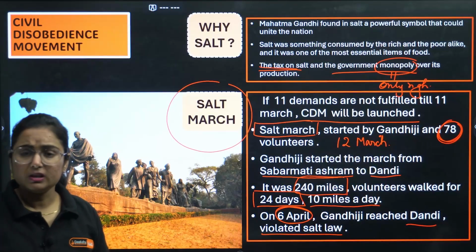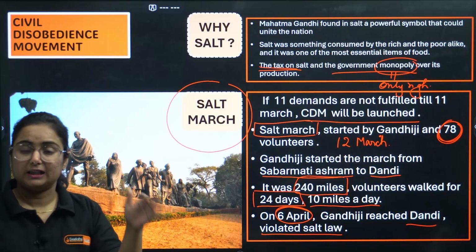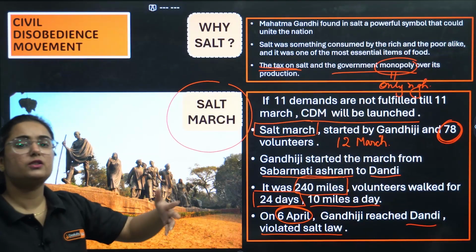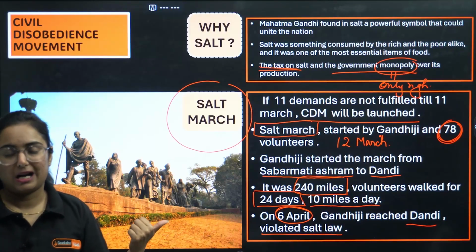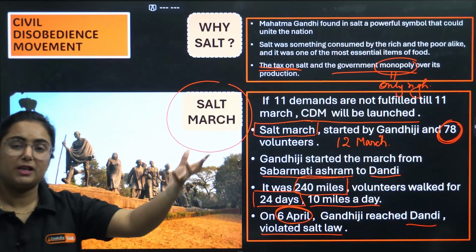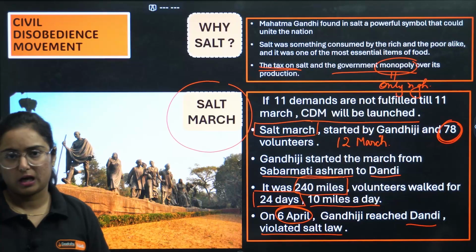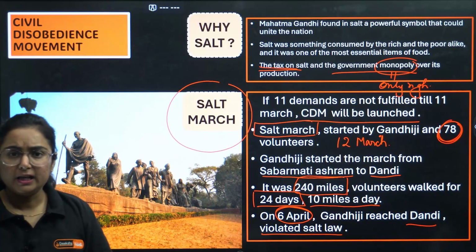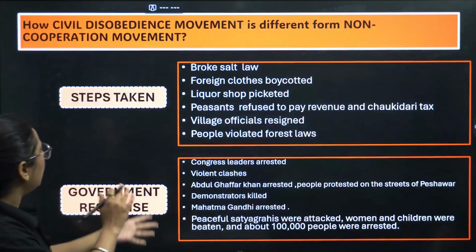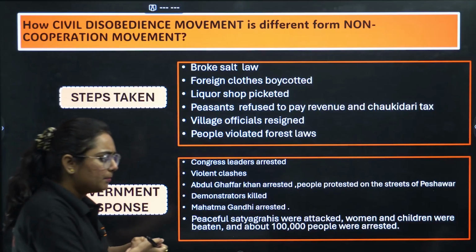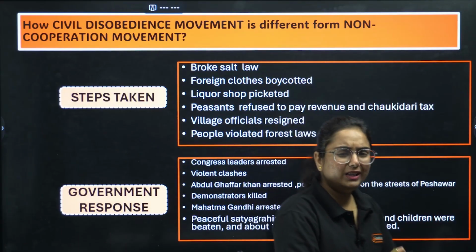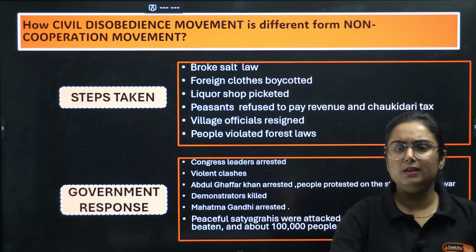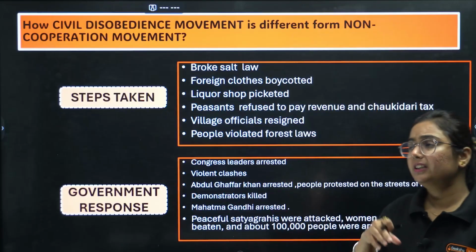Do you know? In parts of India separately, other than Gandhiji, there were certain leaders who started this march in their region. Like in Peshawar, if we talk about Khan Abdul Ghaffar Khan, he started that movement. And in many parts of India, other people were also doing that. But do you think that only this salt march is a part of the CDM? No. What were the steps taken?